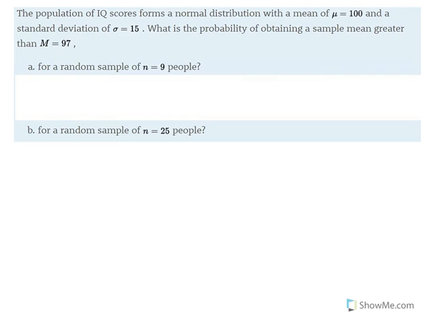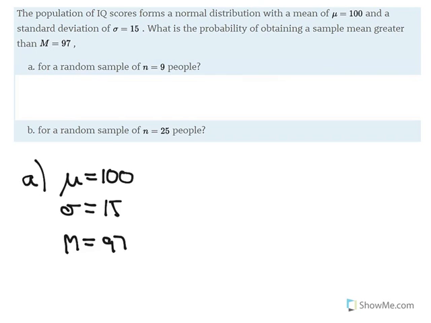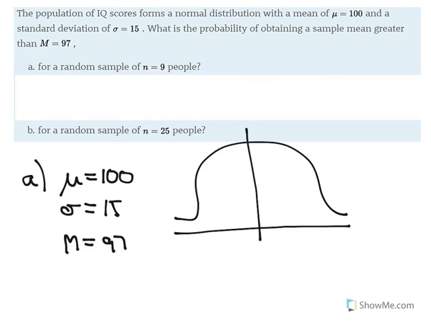So for A, the mean is 100, population mean. The population standard deviation is 15. And we're looking for the probability of a mean that's greater than 97. So this is what this would look like in the rough draft. We know the population mean is 100. And we're looking for the probability of obtaining a sample mean greater than 97.